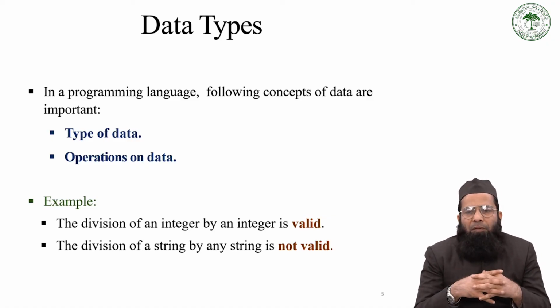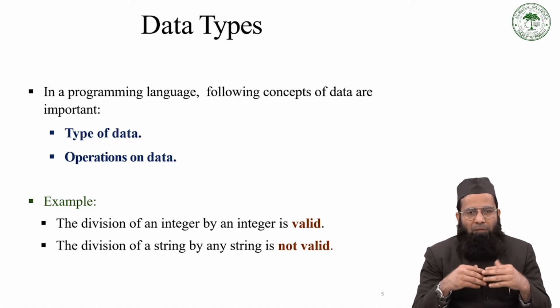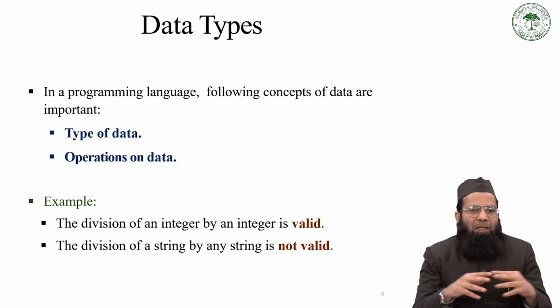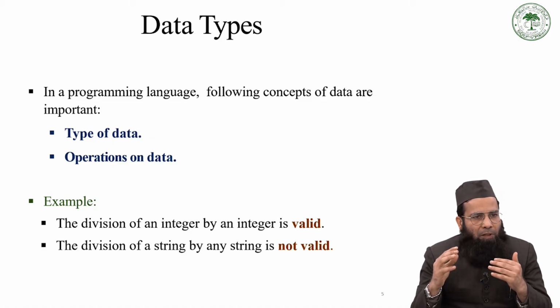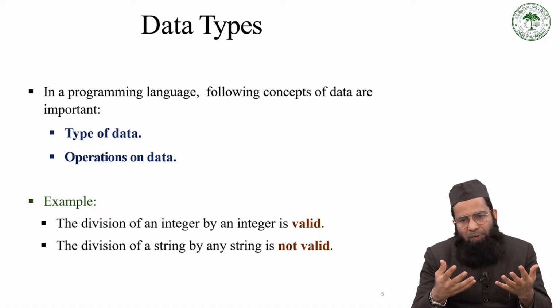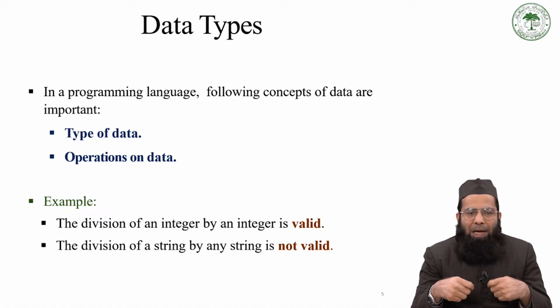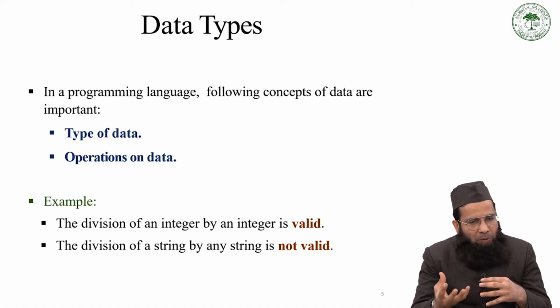So in real life, the type of data being utilized does not need to be taken into account, right? When we are speaking or writing a letter, we do not consider the type of data. But when we are using any programming language, we need to discuss different data types, right? So in a programming language, the following concepts of data are important: the type of data, the data type, and operations on data. So what operations are valid on those types of data?